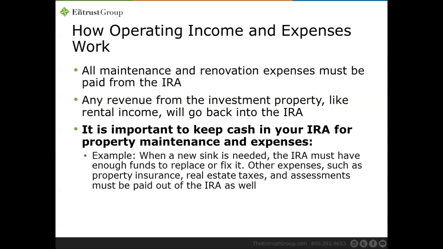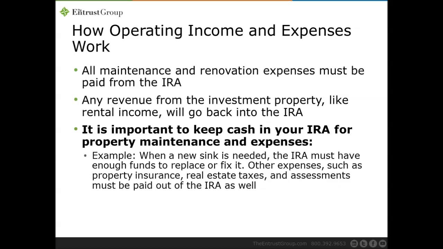Right? The account holder is not allowed to do any actual labor on the property, nor is the account holder allowed to stay in the property, right? Those are prohibited transactions. There are certain people that are disqualified persons from living in, staying in, or working on the property. It's the account holder's spouse, the account holder's ancestors, so parents, grandparents, great-grandparents, etc., and the account holder's lineal descendants, so children, grandchildren, great-grandchildren, etc. They are disqualified persons. They can't stay in or work on the property.